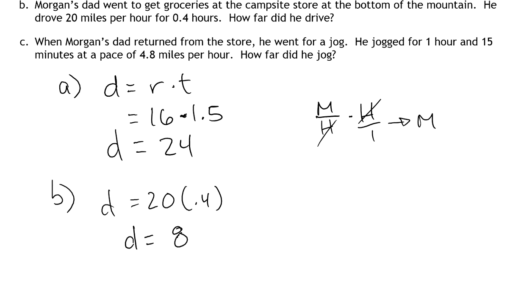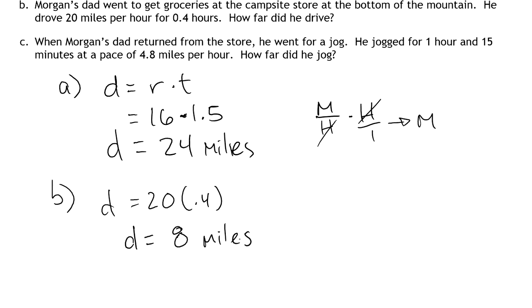Because 20 times 4 would be 80, but I've got to move the decimal over one in my answer. And you can use a computational device if you'd like to verify that. But 20 times 0.4 is 8. And again, these are distances in miles because my speed was given in miles per hour, and when you multiply miles per hour times hours, you end up with just miles.